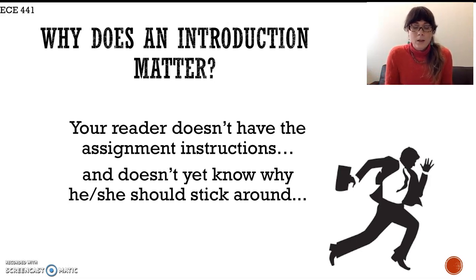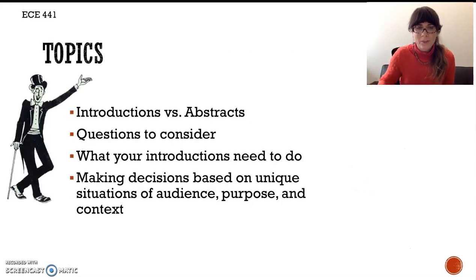Okay, and in all likelihood, your stakeholder is a busy person. And so the introduction is a chance for you to convince your reader that this is going to be an efficient use of time, an effective use of time, and that he or she should stick around and continue reading.